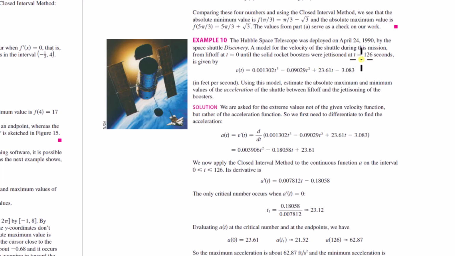Yeah, so we're going to work examples, but how do you find, on the interval from t equals 0 to 126, it's a closed interval, what's the absolute maximum and minimum values? And then what they'll do is they'll find, okay, what's the acceleration at those values? No, they would take the derivative first and then analyze the acceleration function, but you get the idea.